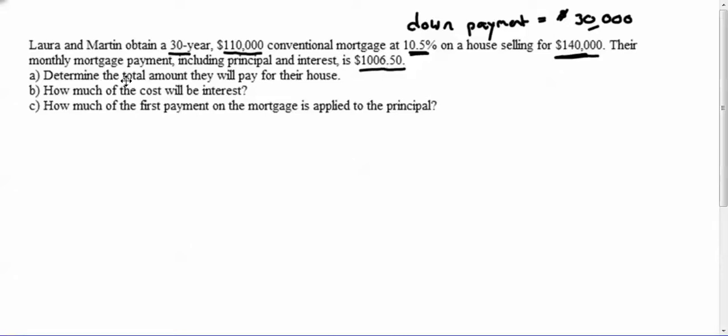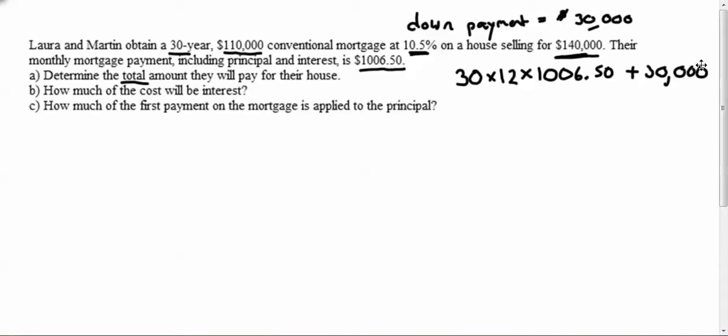So if you want to find the total amount they will pay for the house, what we would have to do is go, well, there's 30 years times 12 months every year times they're paying $1,006.50. Remember, part of that $1,006.50 will go towards interest, especially at the beginning of the 30 years. And then plus, remember, they also paid $30,000 for the house. That was their down payment.